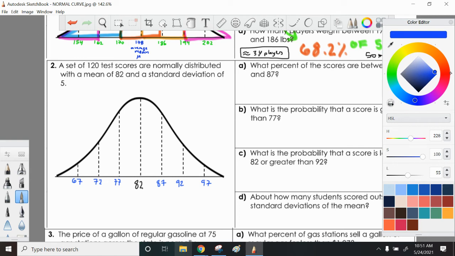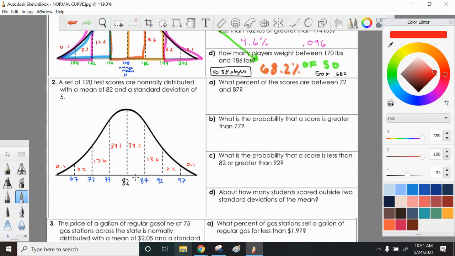And then again, you don't have to do this, but I recommend that you write 34.1, 13.6, 2.2, not 0.1. You'll be surprised how fast you'll memorize these percentages if you write them down.